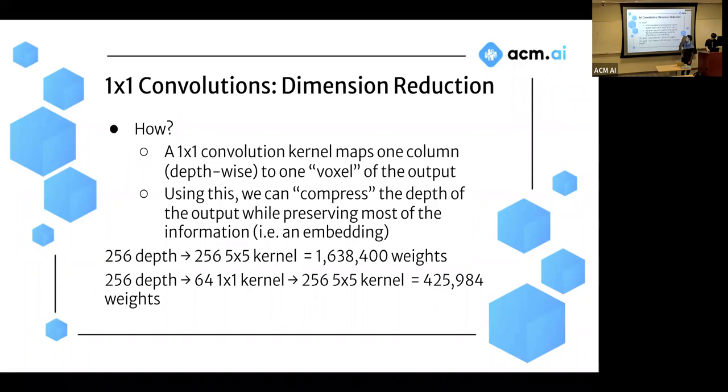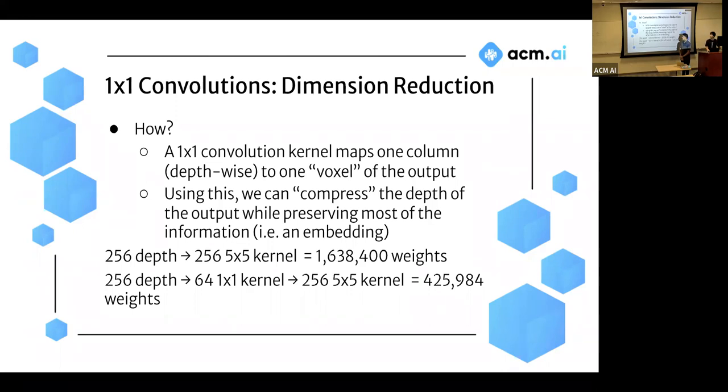So the idea is this, right? If you have a 5x5 kernel, and let's say your input and output channels are both 256. The reason for that is because if we're going from 256 to 256, both our input and output channels are 256. Then the total number of weights we need is 5 by 5 by 256 by 256, right? That will be the total number of weights we'll need to define this kernel.